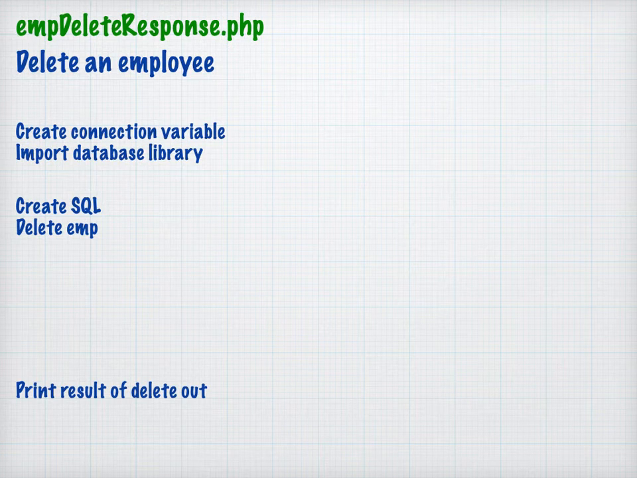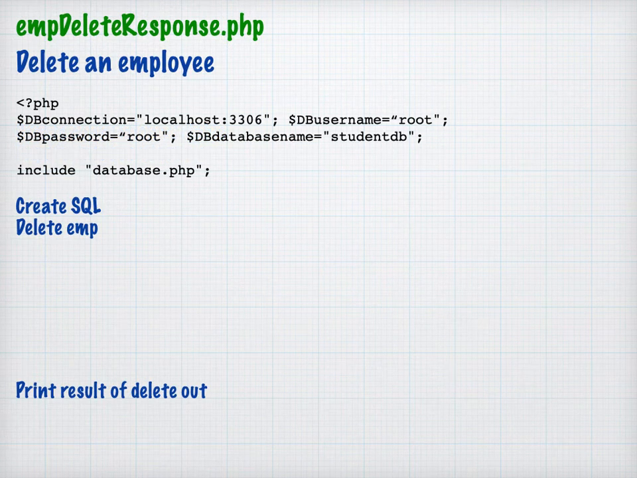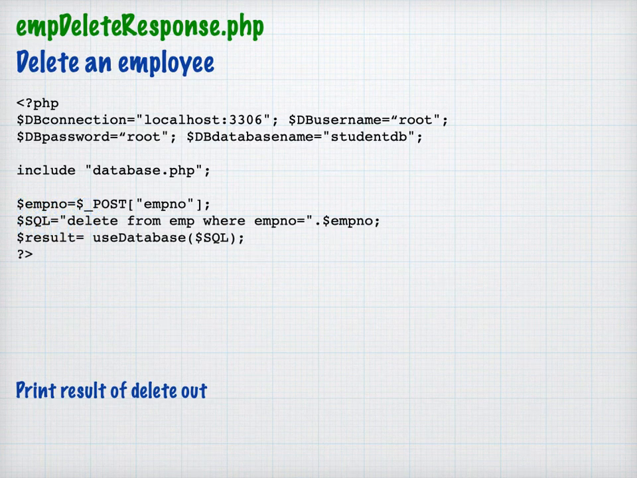We're just going to work our way through this and show you some of the PHP code that does that work. We'll start off with the connection strings and the line that includes our database library. As I've indicated in the previous videos, you have to alter those strings so they match your local setup, depending upon whether you're on a PC or a Mac or using university infrastructure. Next up, we need to create the SQL and delete the employee. So here's the SQL: delete from emp where emp number equals.